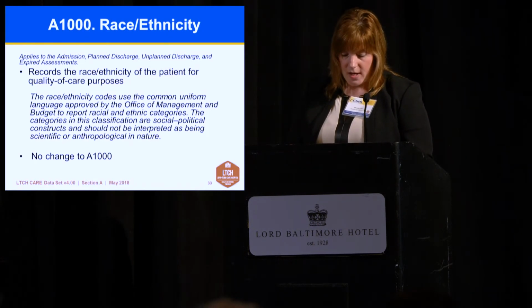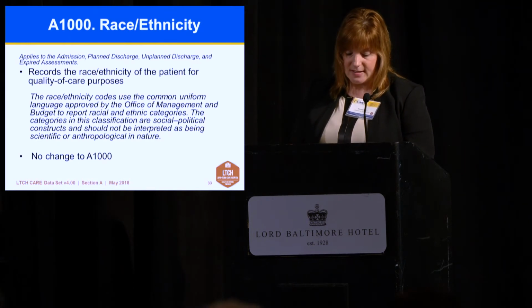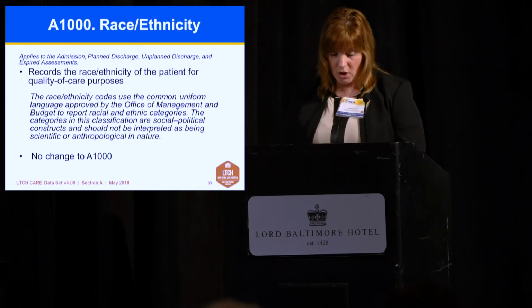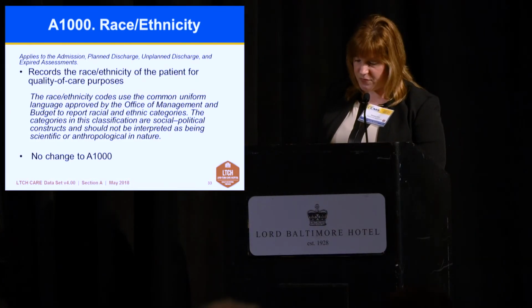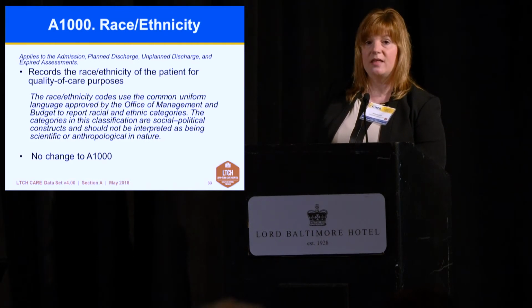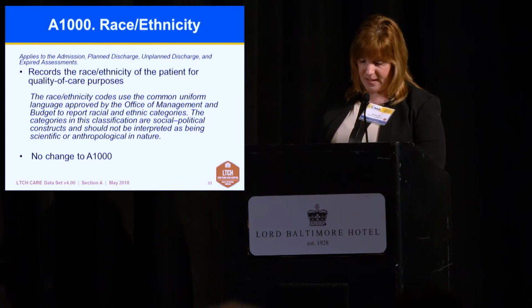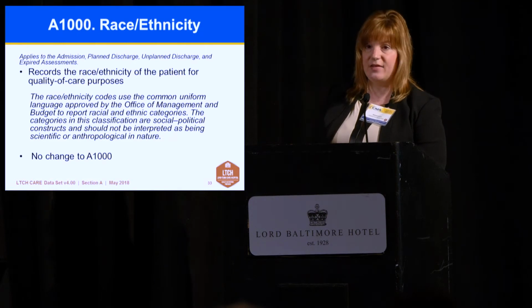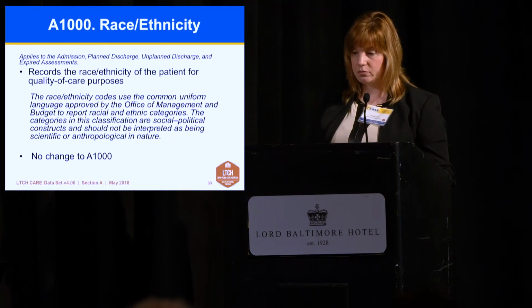Section A1000 has no changes. The race, ethnicity codes use the common uniform language approved by the Office of Management and Budget to report racial and ethnic categories. The categories in this classification are social political constructs and should not be interpreted as being scientific or anthropological in nature.